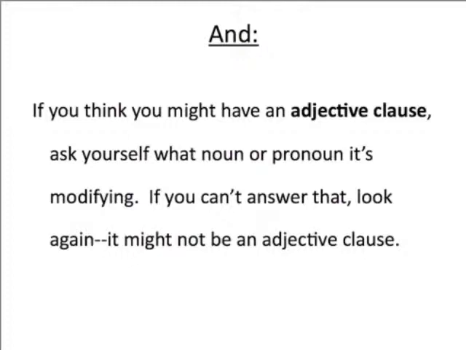And if you think you might have an adjective clause, always ask yourself what noun or pronoun it's modifying. That should be easy to answer. That's usually a very obvious relationship between the adjective clause and the noun it's modifying. Also remember that an adjective clause is almost always right after the noun it's modifying. Not 100% of the time, of course, but almost always. Ask yourself what noun or pronoun it's modifying. If you can't answer that, look again. It might not be an adjective clause.